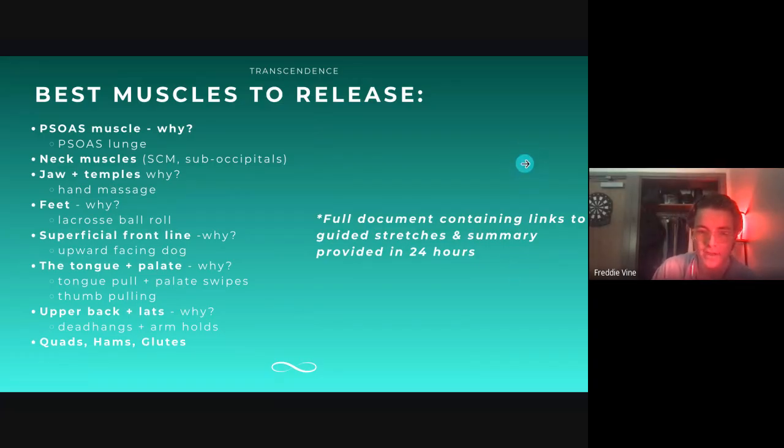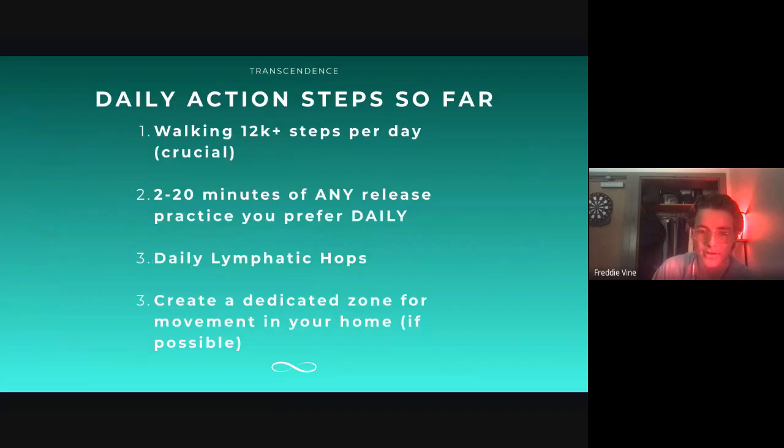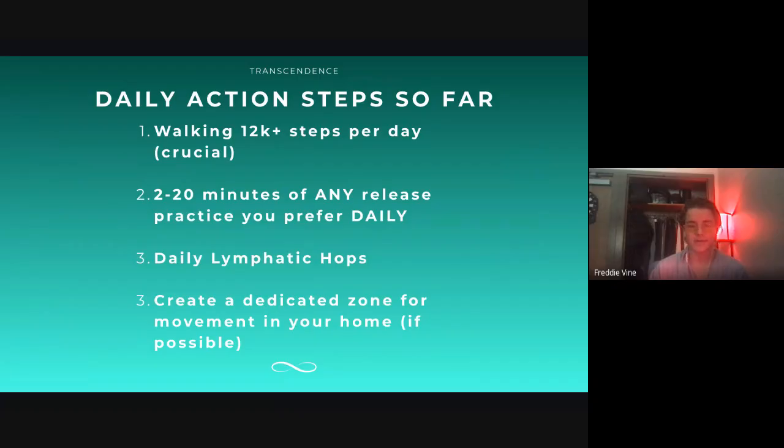So yeah, just a summary, daily action steps so far: number one, walking 12 to 15K a day, we mentioned that, the foundation. Number two, 2 to 20 minutes of any release practice that you intuitively feel daily, if you can, right? I think everyone can benefit from that. And when you do it, you'll feel the difference. Number 3, lymphatic hops, ideally in the morning. It's 90 seconds is all you need to do. It sounds like it's pretty easy, but you'll feel a bit puffed out after 90 seconds of lymphatic hops. And your calves will feel a really good kind of fatigue as well.